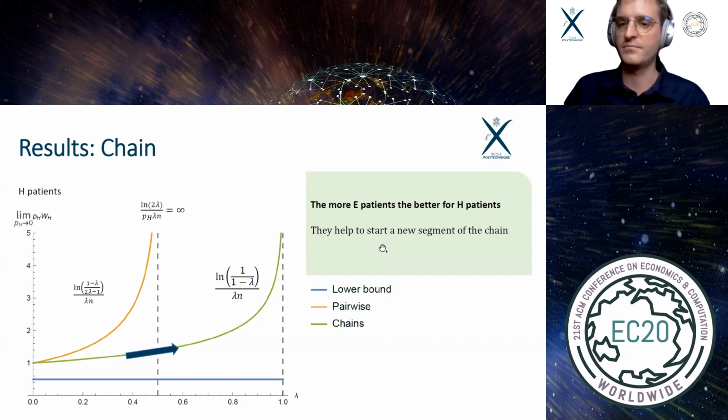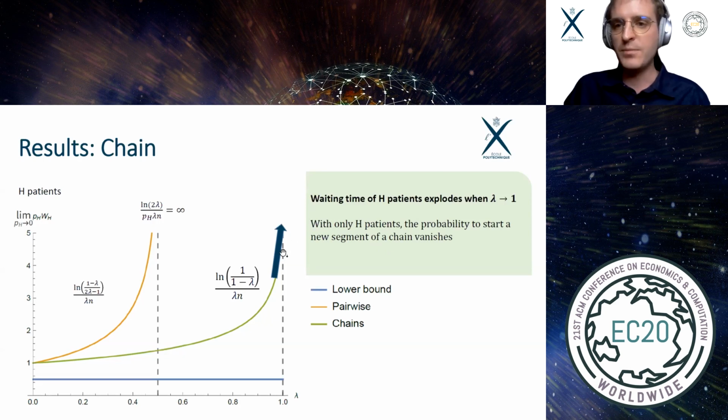And an important observation is that the more hard to match patients in the system you have, the more the waiting time of hard to match explodes, and basically it explodes when lambda tends to 1. And the intuition is that when you have only hard to match patients in the system, the probability to start a new segment of the chain vanishes. And so that's why the waiting time of hard to match explodes.